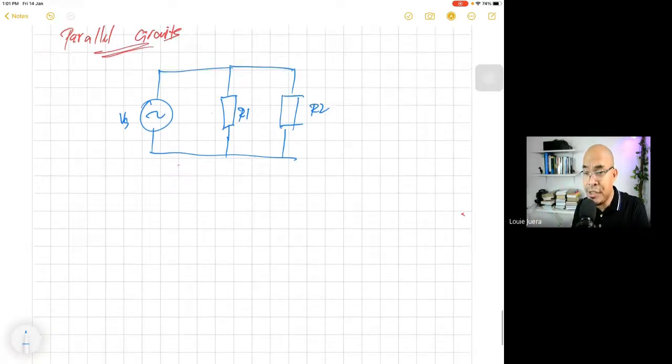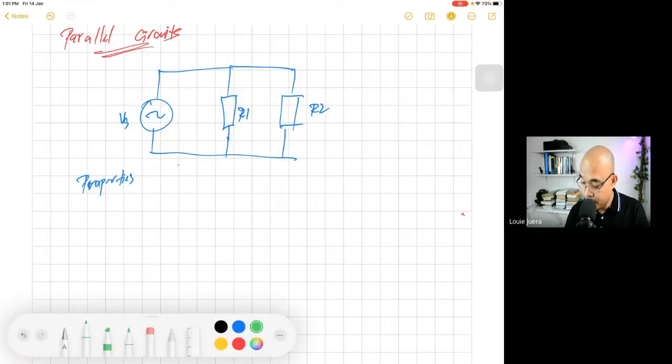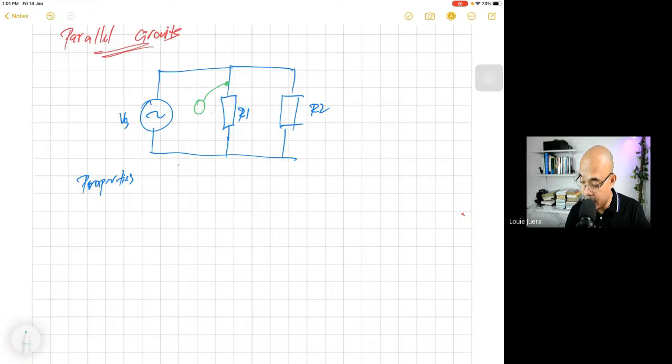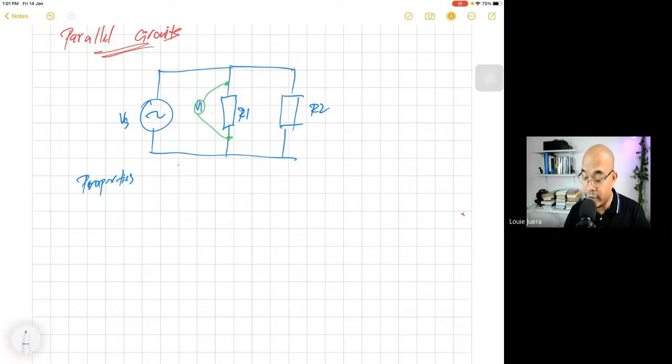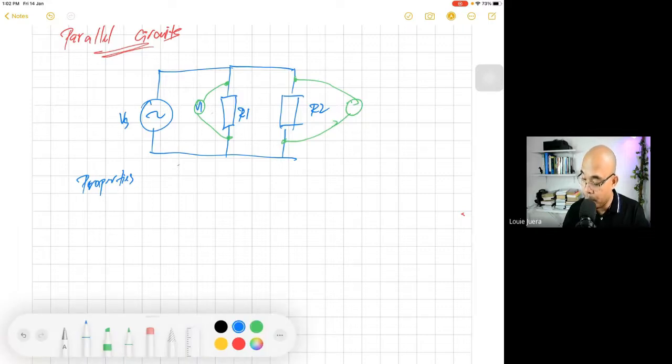First, we have to discuss the properties. Let's start with voltage. In this case, we have Vs, which is the voltage across the source. If we connect our multitester across this load, the value that we get is what we call the voltage 1, or V1. Then if we connect a voltmeter across the other load and measure the voltage, you get the voltage which is equivalent to V2.